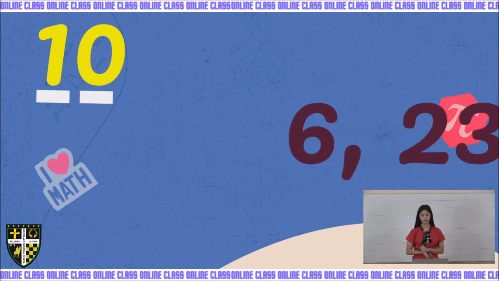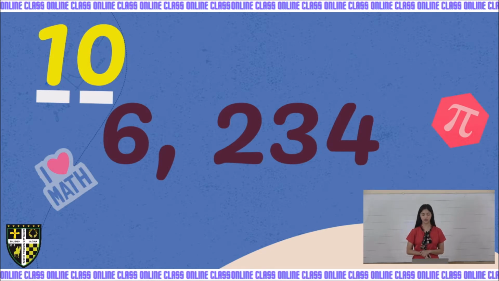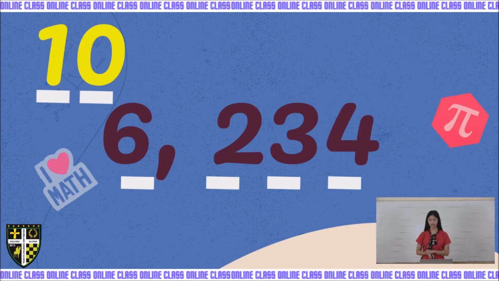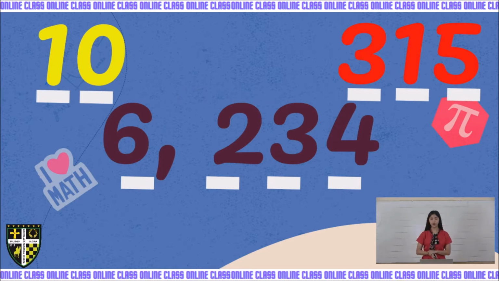Next example, 6,234. This example is a group of 4 digits: the digit 6, digit 2, digit 3, and digit 4. For the last example, the number 315. The digit 3, digit 1, and digit 5 form the number 315. So again, when we say digit, it is only a single numerical symbol, while when we say number, it is a group of digits.